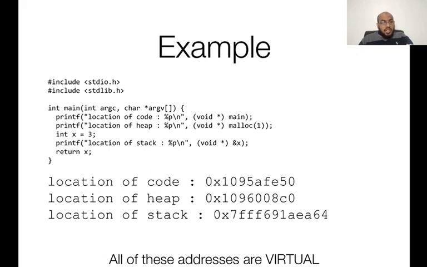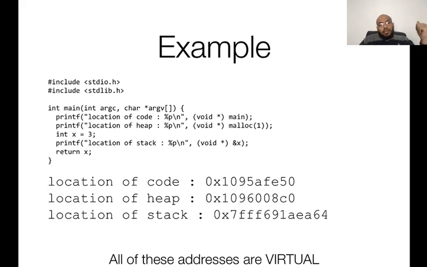Then to print the memory address of the stack, you define a variable x equals 3, and you print a pointer to the location of that variable. In this case the location of the stack will be 0x7FFF something something. This is basically starting from the end of your memory, and these are all virtual addresses. So it doesn't matter that you see these numbers, they are hexadecimal, they look very odd, right? Sorry, but these are all virtual addresses.